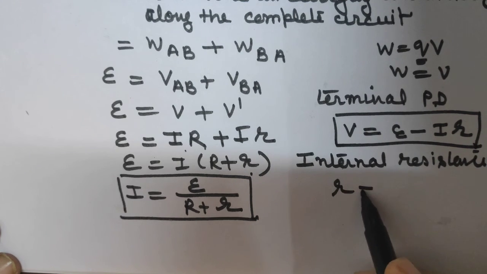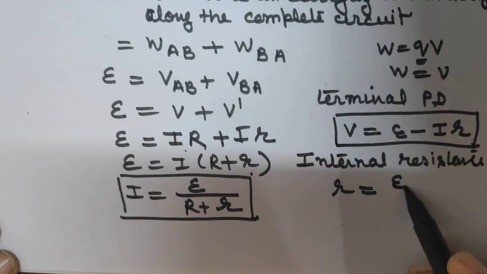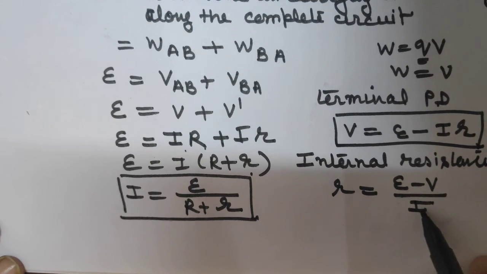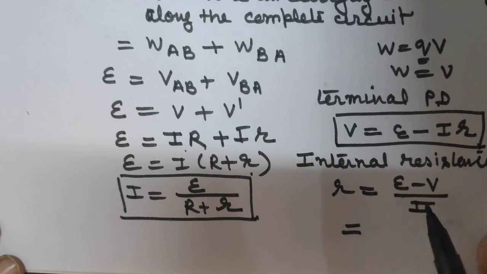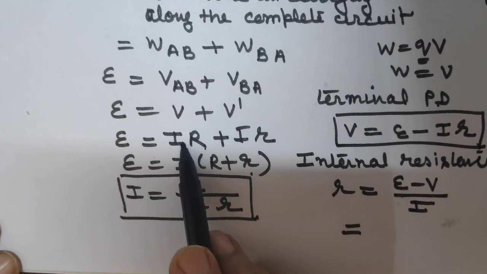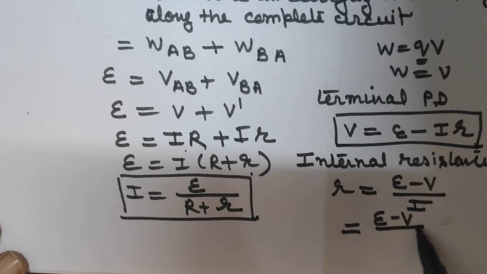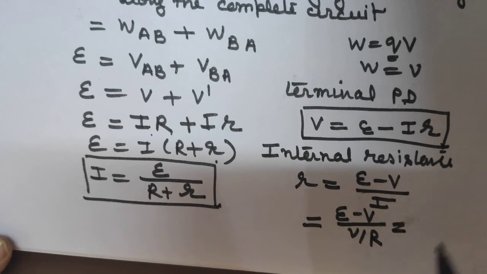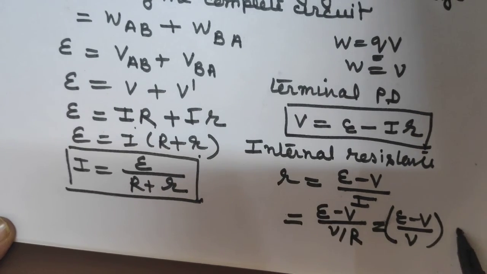And if we want to find the internal resistance, then r equal to E minus V upon I. If in place of I we write V upon R, since V equal to I R, so I equal to V upon R. So r equals E minus V upon V, into R.